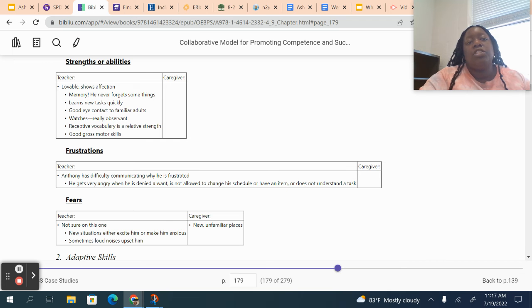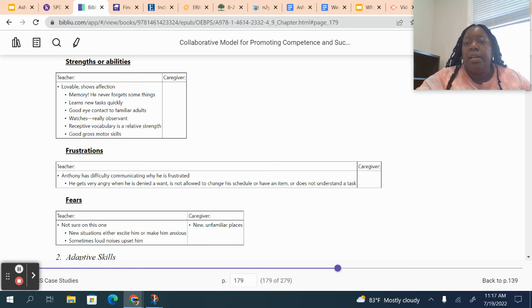All right, then we look at their strengths. Again, we're looking at who's giving us the information. Is it a teacher? Is it a parent? Is it the caregiver or a teacher? And we're seeing what they're saying about that student. Memory, he never forgets some things. He learns new tasks quickly, good eye contact with familiar adults.